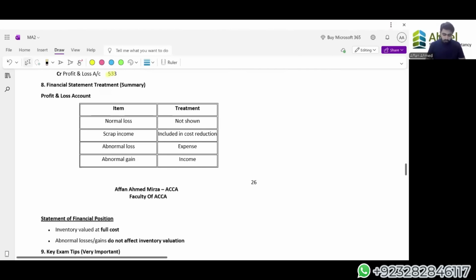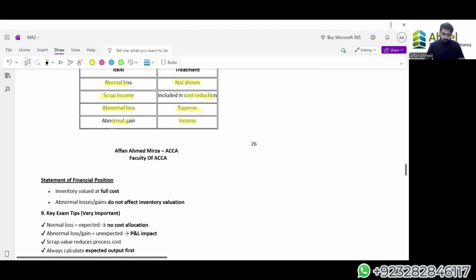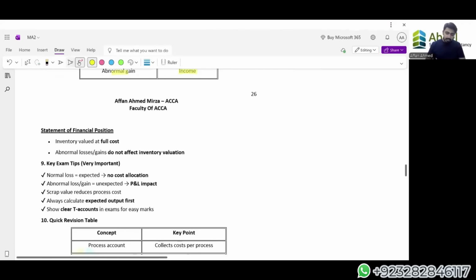Now, in the next sessions, we are going to practice some of the questions. Let's look at a summary. Normal loss is not shown in the process account or the profit and loss account. Scrap income is included in the cost reduction. Abnormal loss is an expense. Abnormal gain is an income, and it is shown in the income statement. And for the SOFP, inventory is valued at full cost, and abnormal losses and gains do not affect the inventory valuation, because they come after the end. The inventory is valued at full cost because the loss is something we have to bear in total.